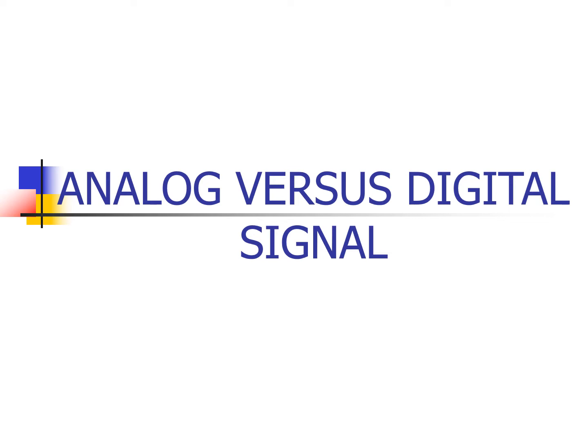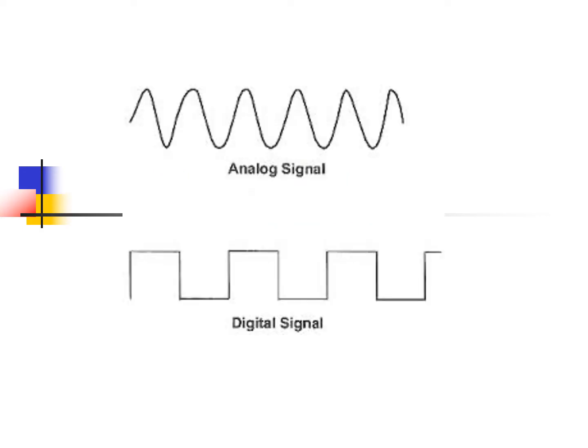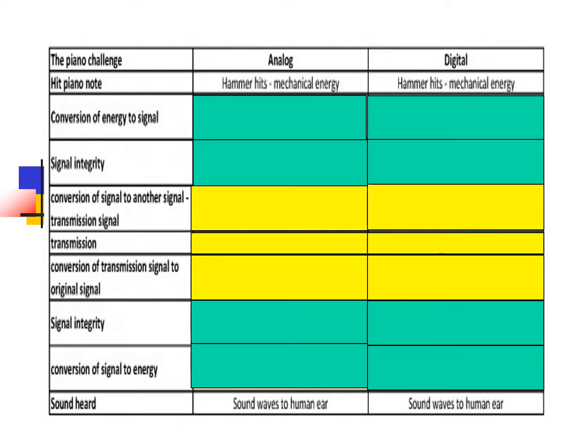Voice and data can be sent through signals, and there are two types of signals: analog and digital. These signals can be represented using sine waves for analog signal and pulses for digital signal. How are analog and digital signal similar and different?